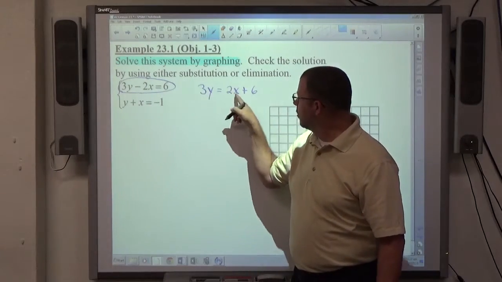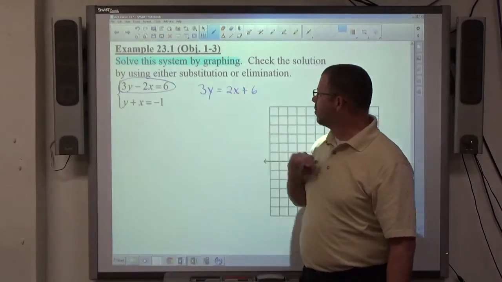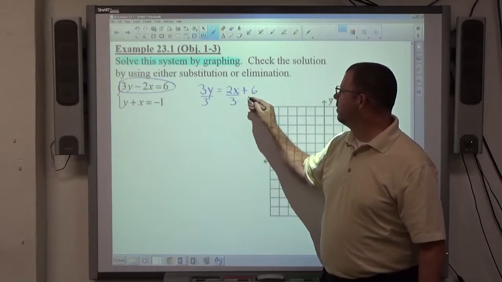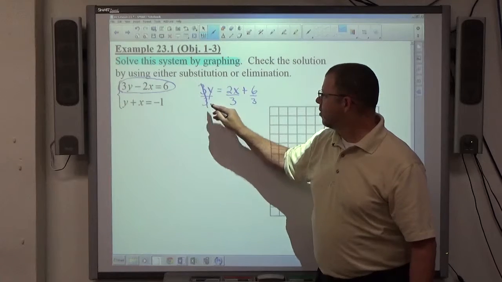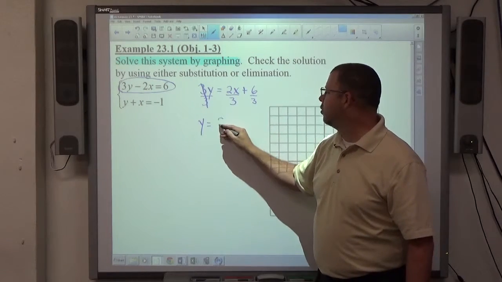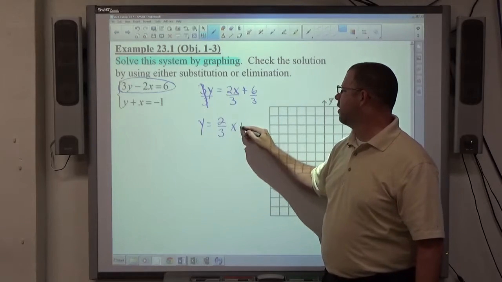So 3y minus 2x equals 6. So 3y equals 2x plus 6. So the 2x moves across, becomes positive 2x. Divide everything by the coefficient of y. Divide everything by 3. 3 divided by 3 divides out, so we get y equals 2/3x plus 2.